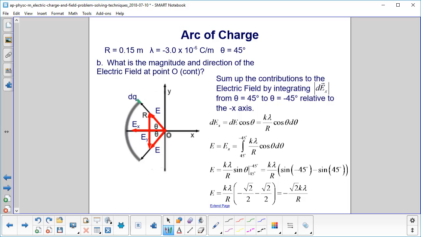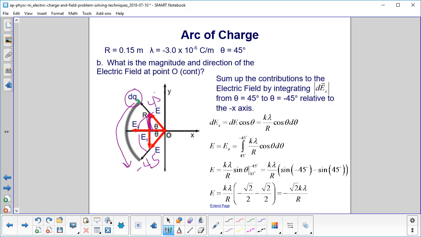Now we will sum up the contributions to the electric field by integrating dEx from theta equals 45 degrees to theta equals minus 45 degrees relative to the negative x-axis. So we're going to start here and integrate around in that direction. You can see our first angle here will be 45 degrees. We'll pass through 0 and go over here to where it's negative 45 degrees.